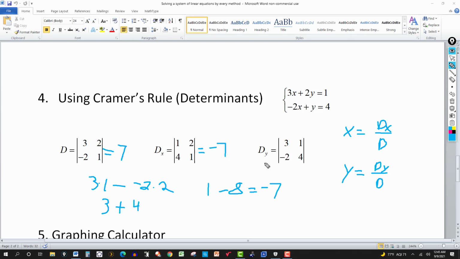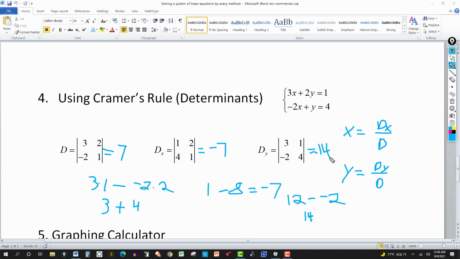Now, d sub y, again, for the 2 by 2s, it's easy to evaluate. You don't need a calculator or a lot of detailed calculations, because I can just cross multiply. 3 times 4 is 12. And it's always subtract here. And then this cross product here, 1 times a negative 2 is a negative 2. Minus makes it a plus. So this becomes 12 plus 2. That's 14. So you do that.